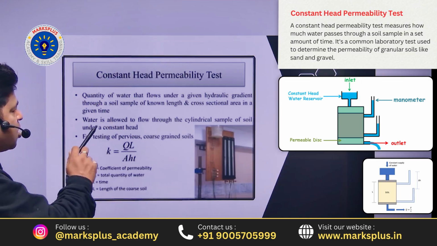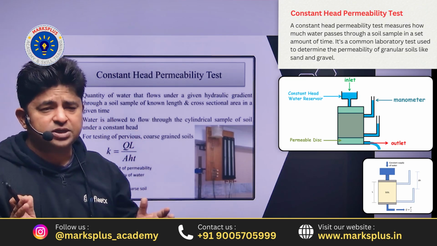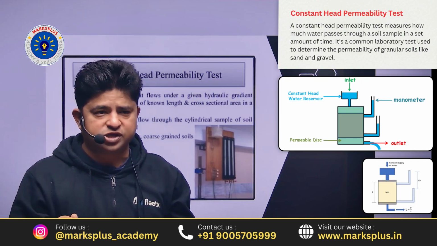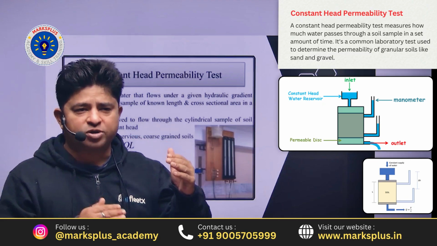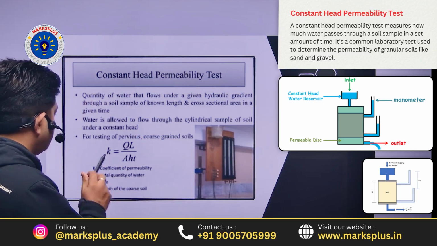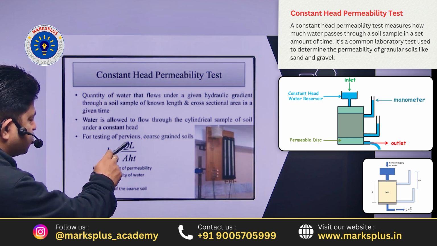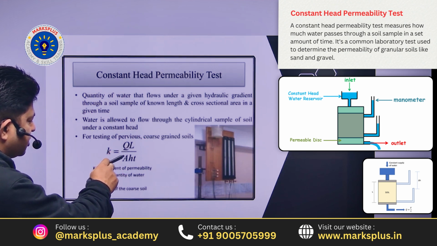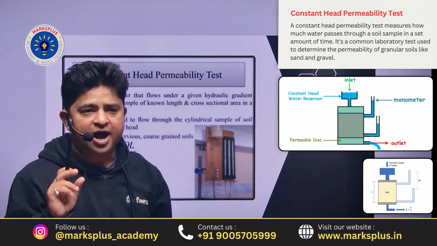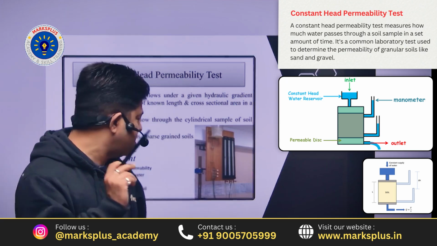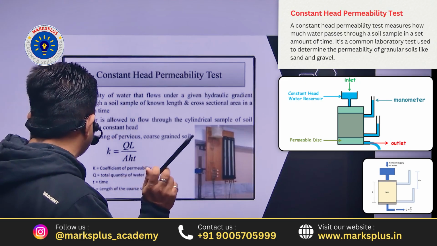It means the quantity of water that flows through the soil sample of known length, means the length and the cross-sectional area of the soil sample will remain constant, and the head difference between the two standpipes throughout the test will remain the same. So we have K, the coefficient of permeability, how does it come? QL upon AHT, where L is the total length of the soil sample and A is the total cross-sectional area of the soil sample, and H is the total head of the water, and T is the time taken by the water to flow through the cross-sectional area of the soil sample.